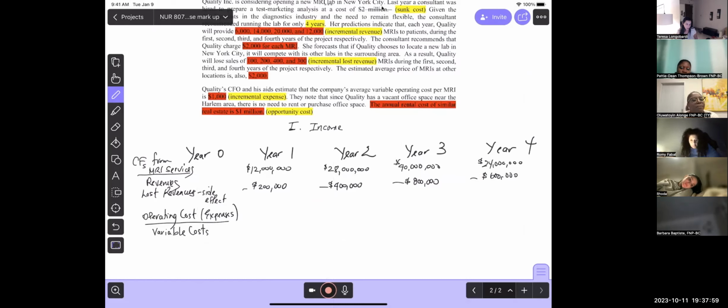Okay, so then variable costs are the costs of flying. It's not flying. I keep remembering the other example of providing services. So the MRIs. So that's going to be the $1,000 each for the service of these here, right? So it's just going to be the numbers you see there. So 6 million, 14 million, 10 million, and 20 million, and 12 million. And then what else? The annual rental cost.